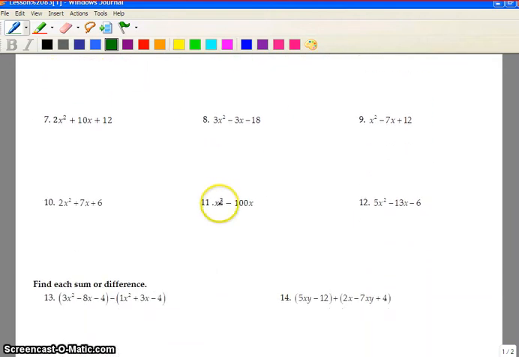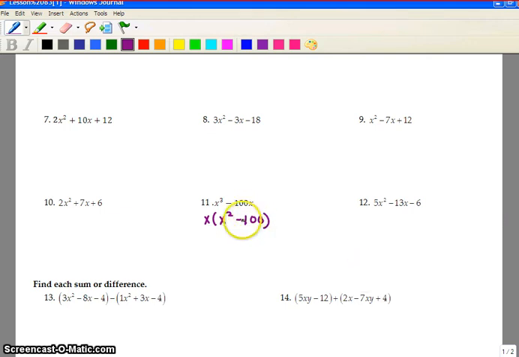Let's look at 11. Because 11, I have an exponent of 3. Kind of confuses students, but I'm not doing anything different. I still have to take a look at both of those terms and ask myself, can I take something out of both of them first before I begin to do anything? The answer is yes. I can take an x out of both of those terms. That would give me an x squared minus 100.